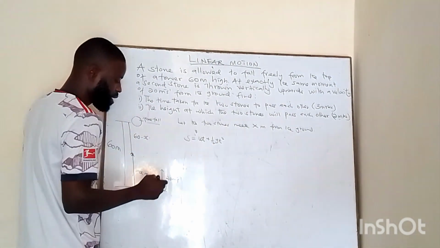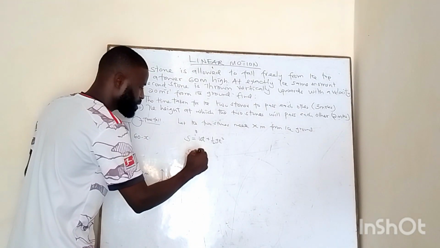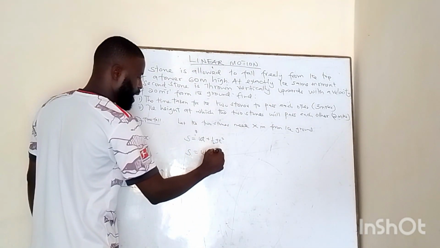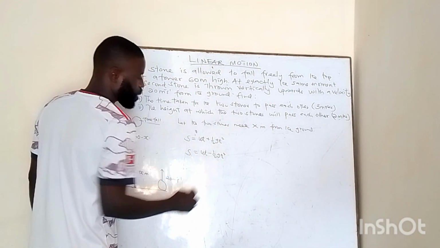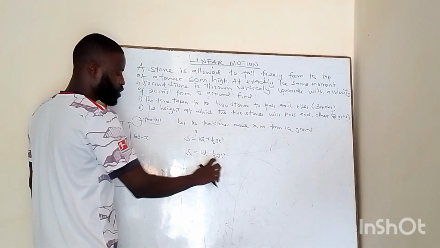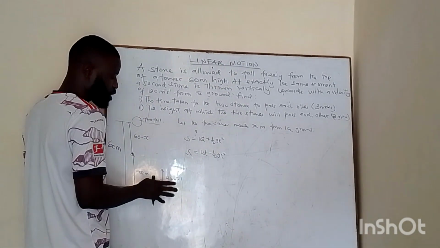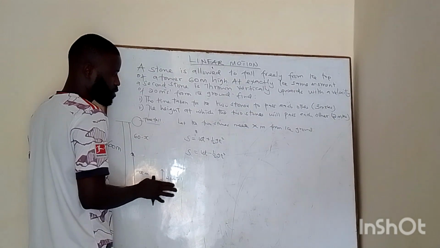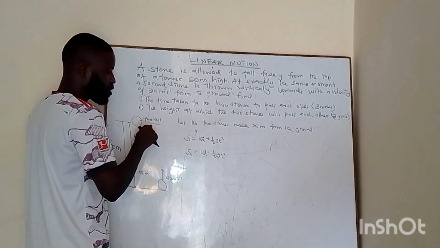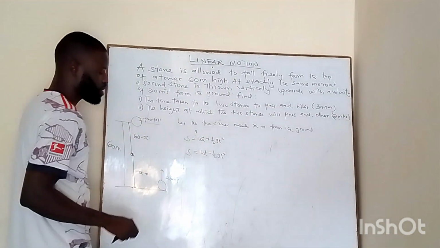For the vertical projection, the second equation reads s equals ut minus a half gt squared. So here it is a minus, here it is a plus. The reason we have a minus here is because g is in the opposite direction of the normal g. So this stone is going to undergo deceleration due to gravity. And for the free fall, we have a plus because this stone undergoes acceleration due to gravity g.